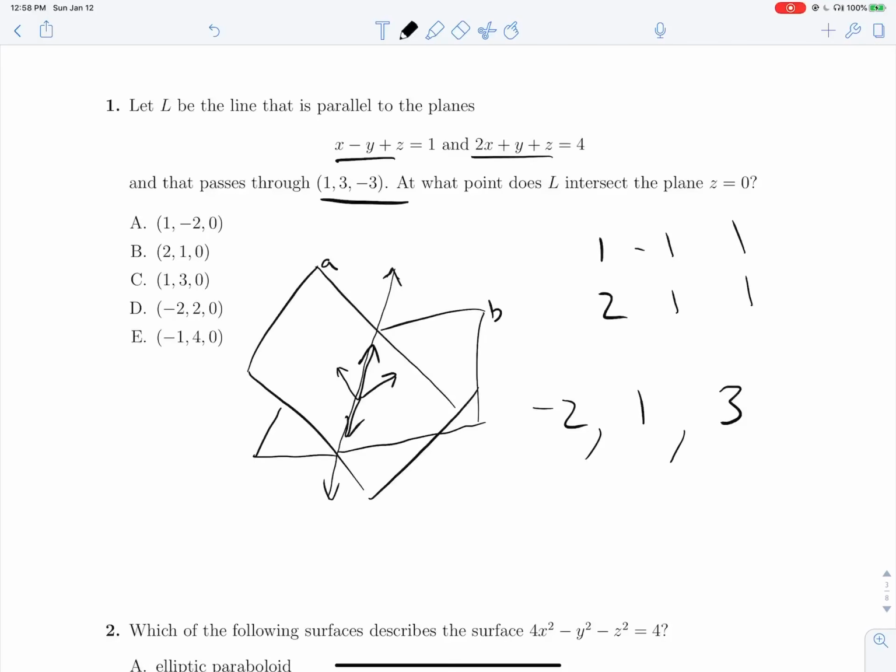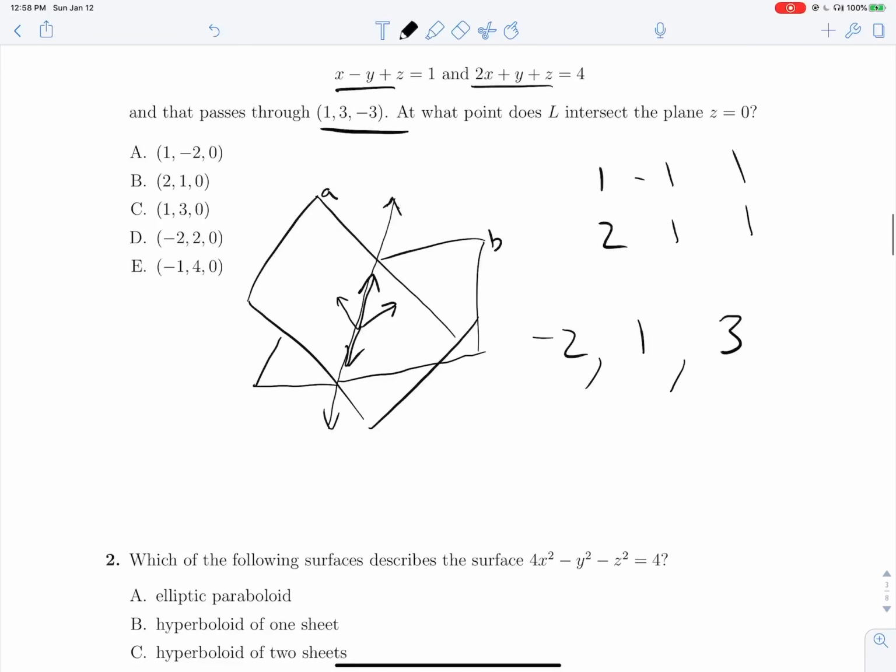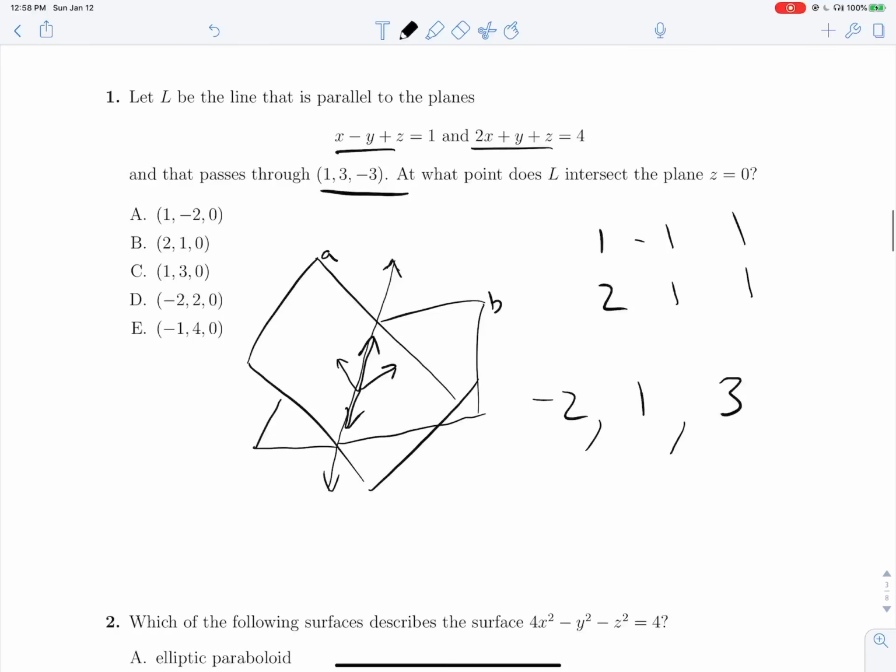And then 3. Okay, so there's our cross product, and we know that if we're parametrizing this line, and let's say we parameterize it with respect to time, for every unit t, we want to move -2, 1, 3. But we also need to make sure that when t is equal to 0, is an easy way to do it, that we pass through 1, 3, -3. So here's our parameterization of our line.